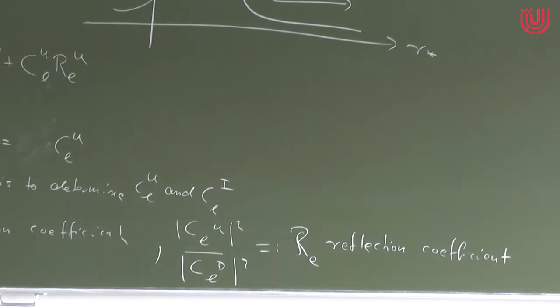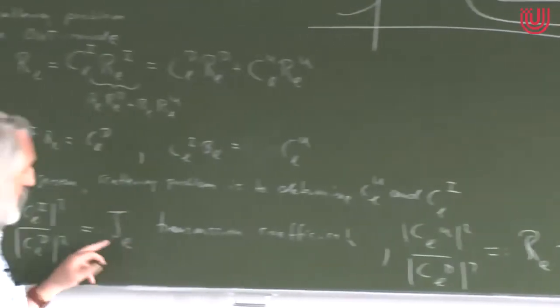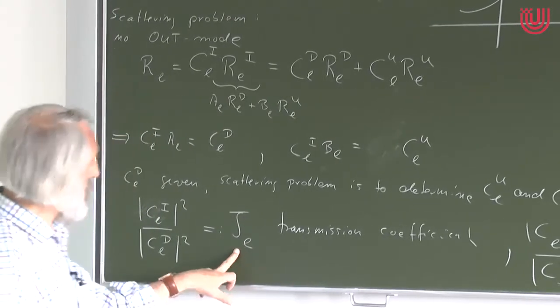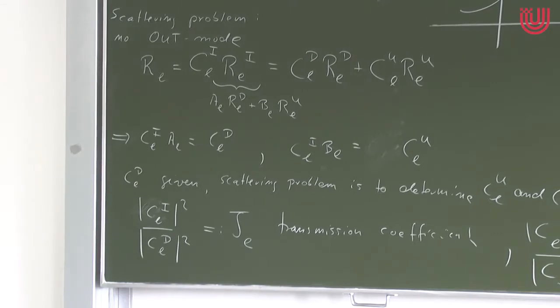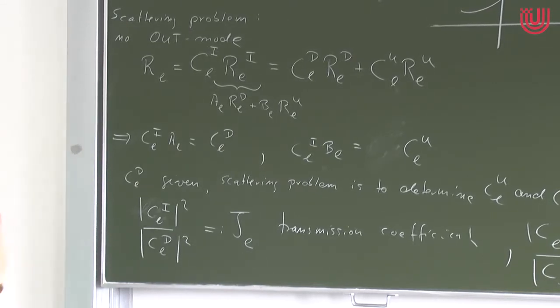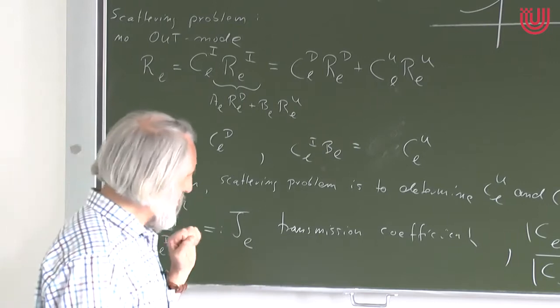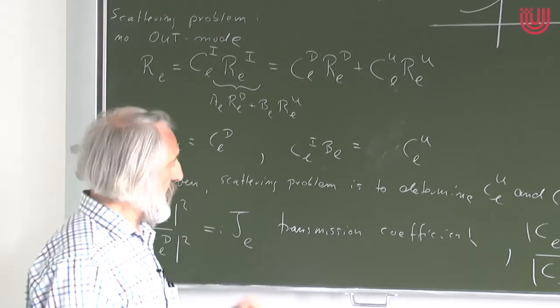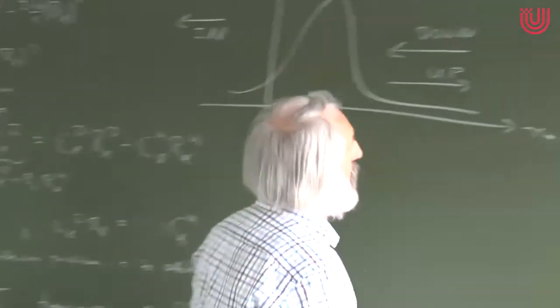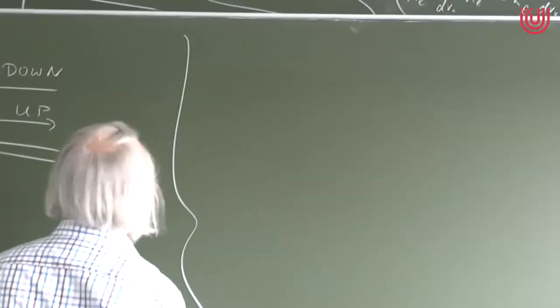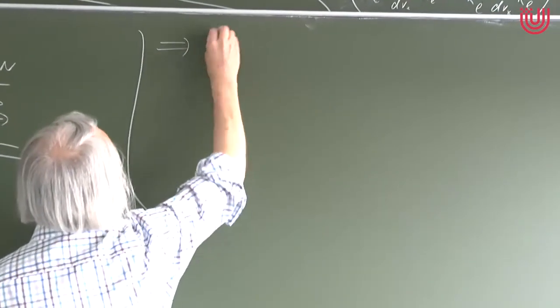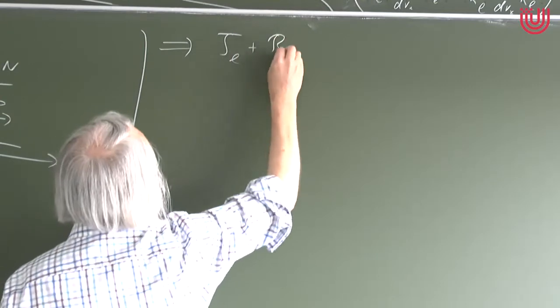And it's one of the most important problems of black hole theory to determine these things as functions of omega. There are no simple formulas for this, but there's a very simple formula which gives the sum of the two things, and that's what I want to derive. So this implies that TL plus RL is what?